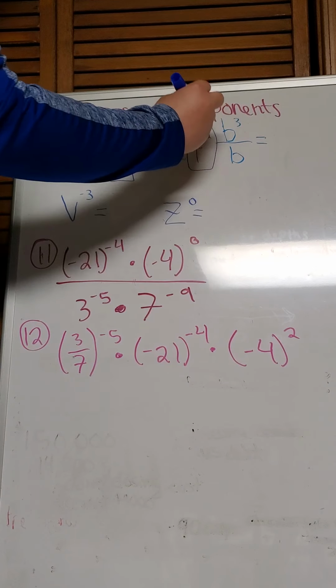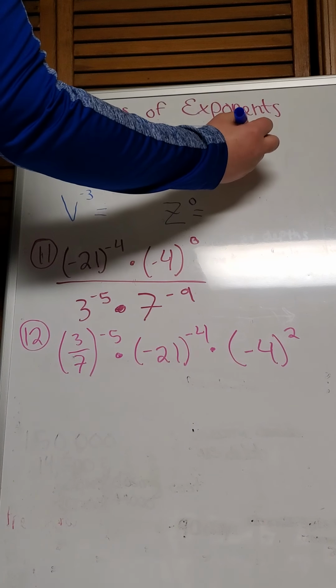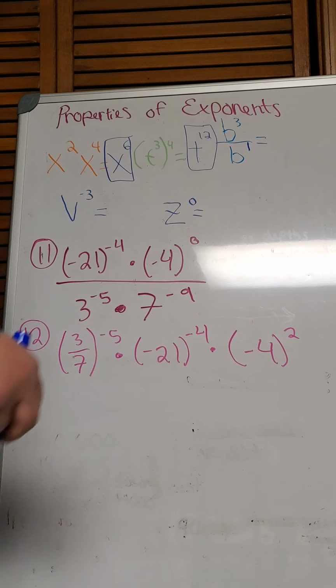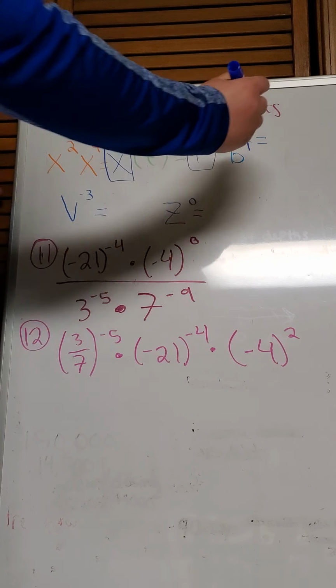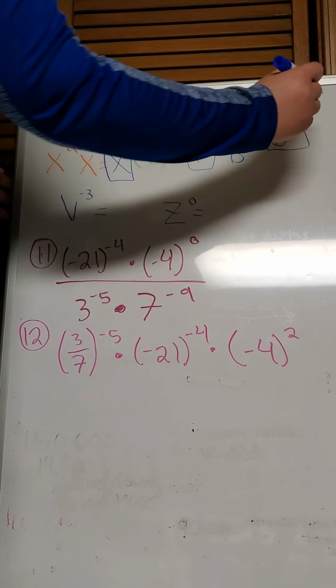All right, so when I have same bases being divided, I subtract the exponents. So in the numerator, I have b cubed. In the denominator, I have just b. Whenever you have just a base by itself, it's always to the first power. So when I subtract the exponents, 3 minus 1 is 2. So I get b squared for this one.